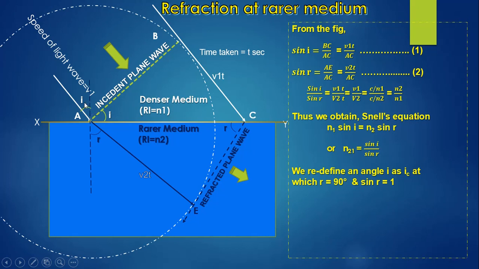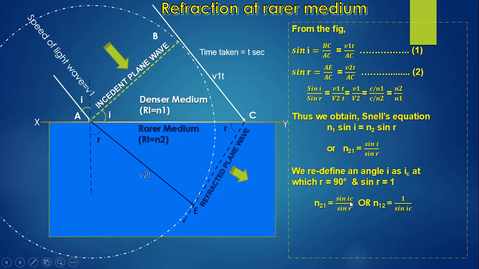Redefining the angle means we have to write the value of this angle of incidence for a particular value of angle of refraction. When the angle of refraction becomes 90 degrees, the value of the angle of incidence will be called the critical value of angle of incidence. It is called IC. As you know, sin 90 degrees equals 1.